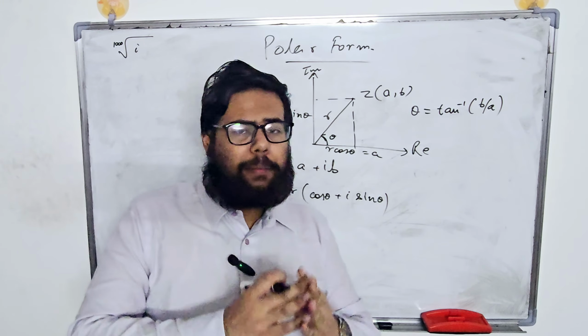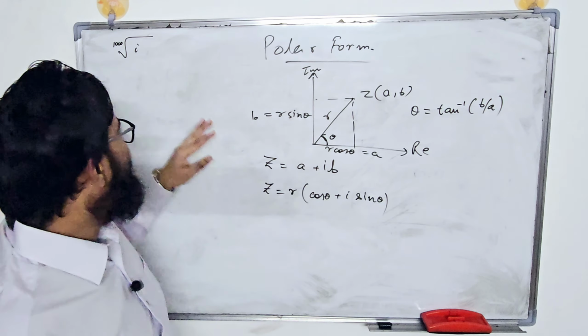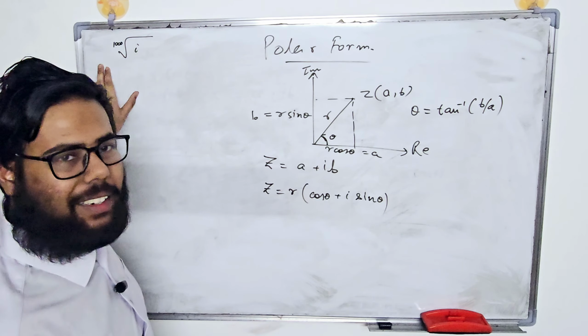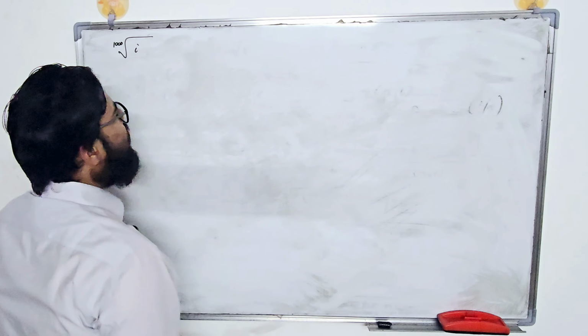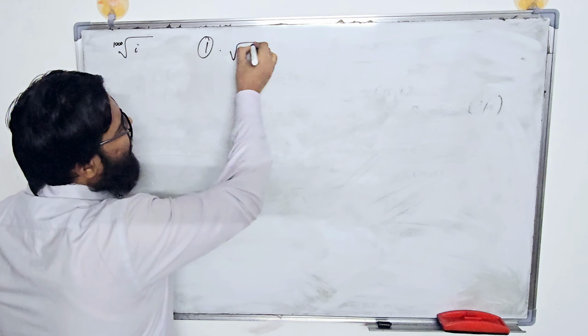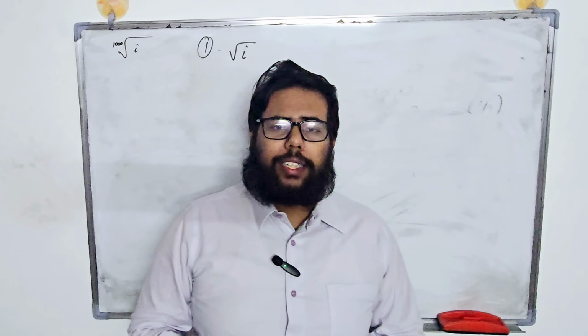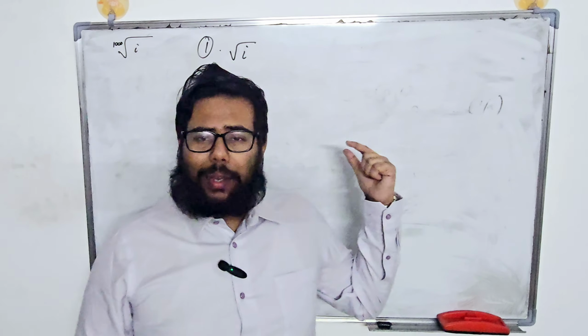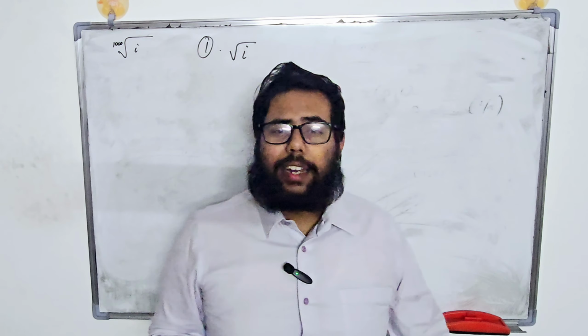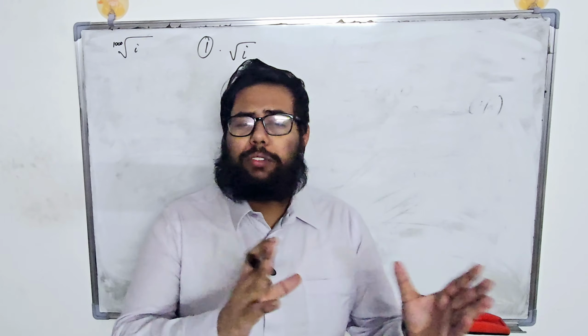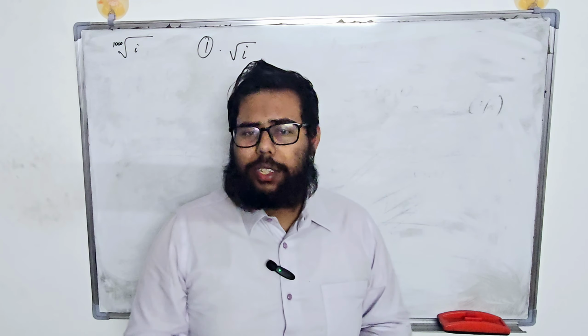We will be using this polar form to derive the 1000th root of iota. So let's practice some problems and then we will move to this one. First, let's solve a very basic question: the square root of iota. You all must have studied writing the square root of iota as x plus iota y, then squaring both sides, solving for x and y, and getting two roots.